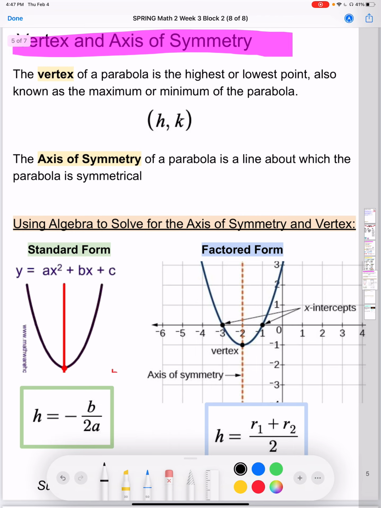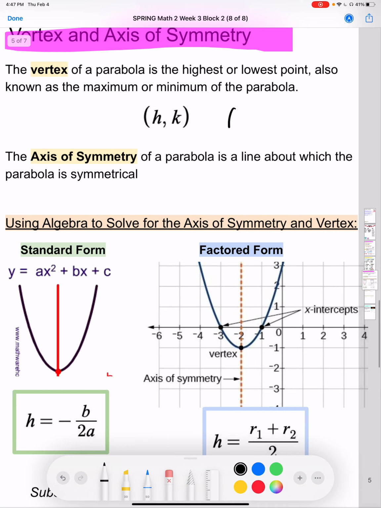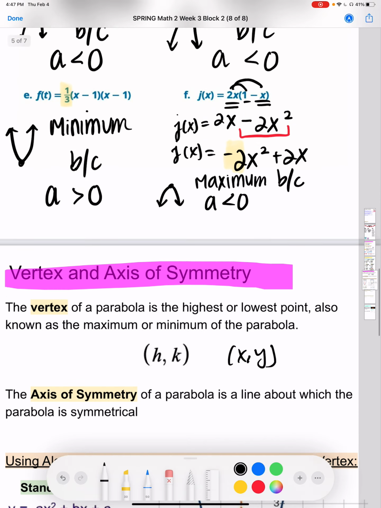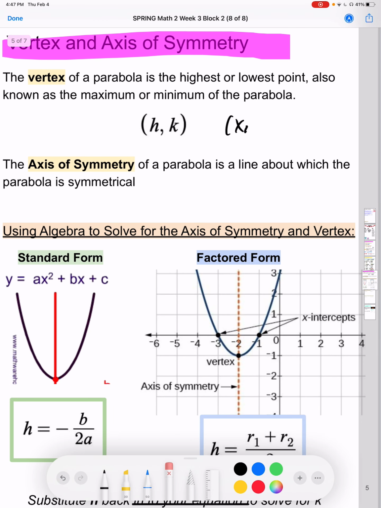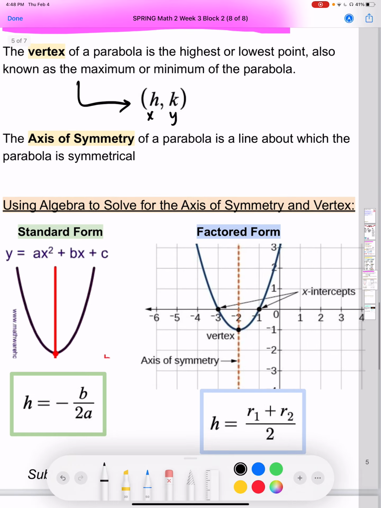Now, when we wrote the vertex before, we were writing it in the format of an x and a y, which we technically still are doing, but now our vertex actually has a special name. It's h comma k, where h is the x coordinate and k is the y coordinate of your vertex. So h comma k is specific to the vertex. The axis of symmetry is still the same. The axis of symmetry of a parabola is a line about which the parabola is symmetrical. Same thing we talked about in previous lessons.